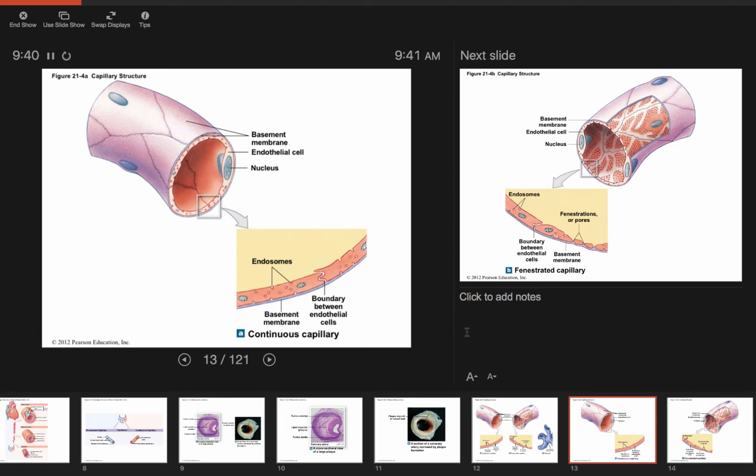There are a few tissues where there's no blood supply. Like we knew, the epithelium is avascular, cartilage is avascular, ligaments are avascular.